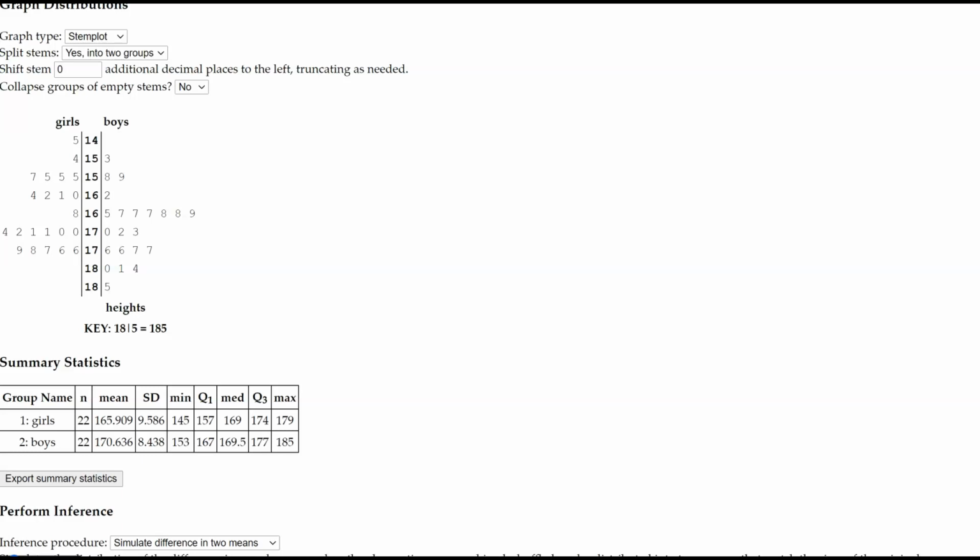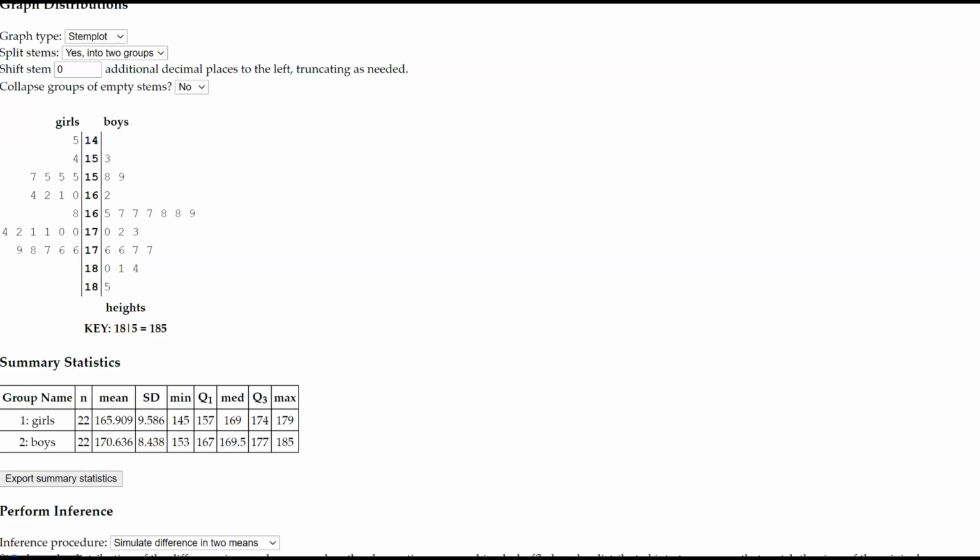For the spread, for the time being, we're going to use the range. So we would calculate the range for the girls, which would be 179 minus 145, which would be 34 centimeters for the girls, and for the boys, 185 minus 153, which turns out to be 32. So the girls have a slightly larger spread. But I think that's a little bit confusing. I think you have to point out something else in the description.